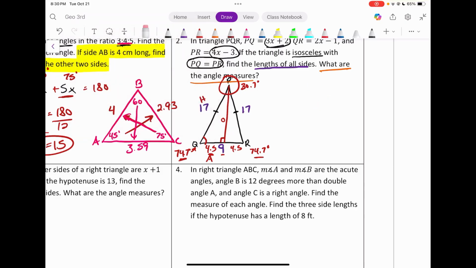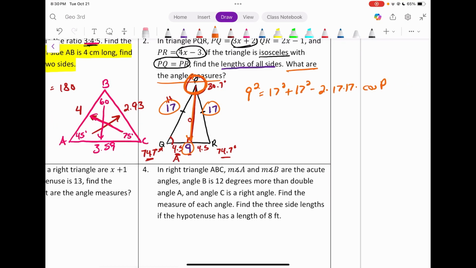Now again, if you'd rather work it this way, you could have also used the law of cosines. Just showing you that you can set it up with the 17, the 17, and the 9 being the three sides. It doesn't matter which angle you find first. If you want to find angle P first, the side across from it is the 9. So you're going to do 9 squared equals 17 squared plus 17 squared minus 2 times 17 times 17 times the cosine of angle P, which is across from that side. Solve that equation, and you will get that exact same P equal to 30.7 degrees.